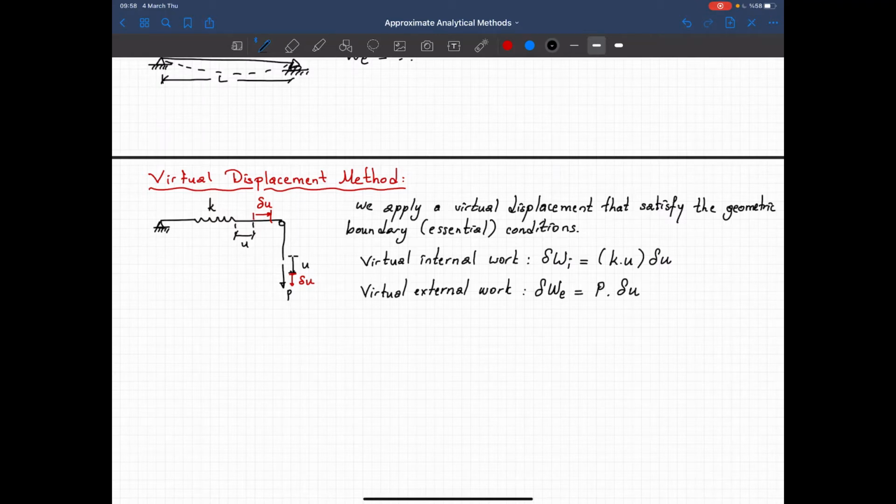Now what I'm going to write is the total potential energy functional. That's basically the virtual total potential energy, which is equal to virtual internal work minus virtual external work. And that should be equal to 0. That's the stationary condition.